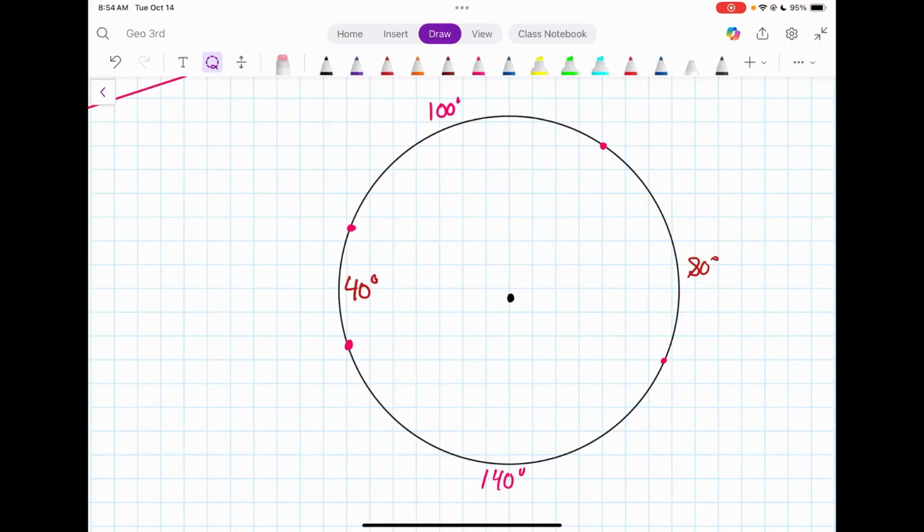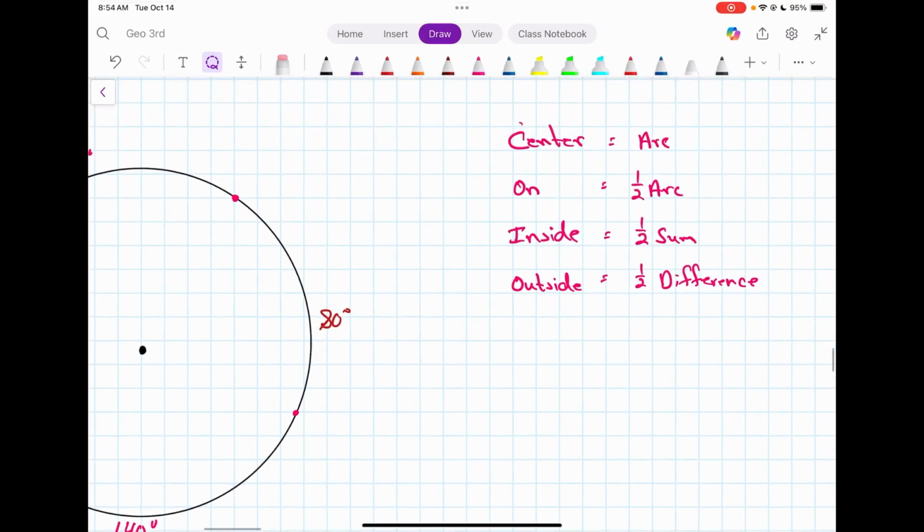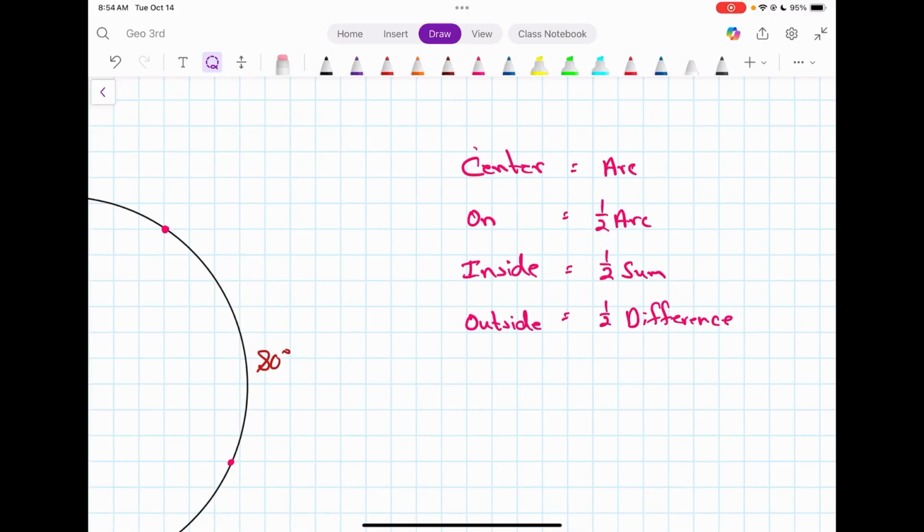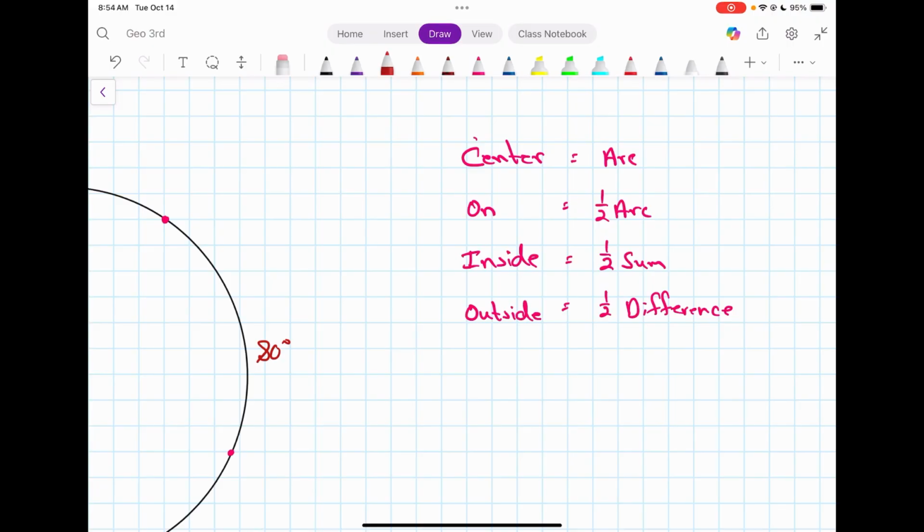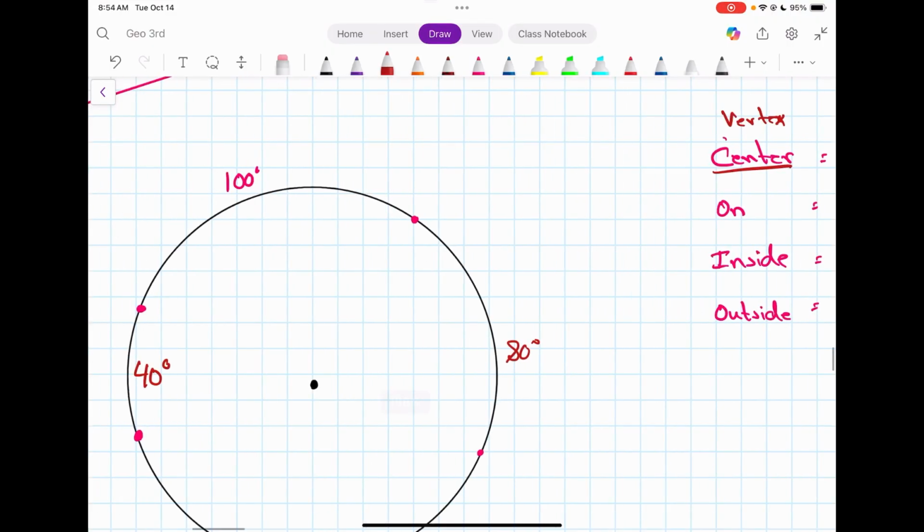Okay, let's talk about all the different angles that can be formed inside of a circle. We actually have 4 different scenarios here that we're going to talk about. We have a different formula for each one, but they're really easy to remember. The first one is anytime your vertex, and this is the location of the vertices here, is the center of the circle. Let's start there.